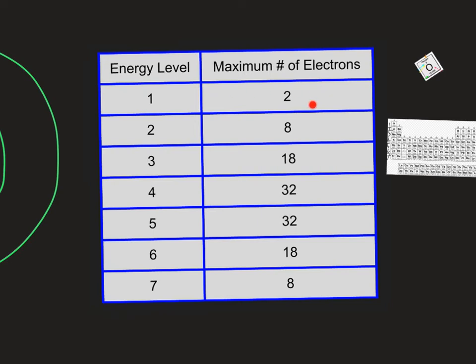So we need to know the first one can only hold 2, the second can only hold 8, and the third can actually hold up to 18. We'll get more into why these increase and are different a little bit later in the unit.